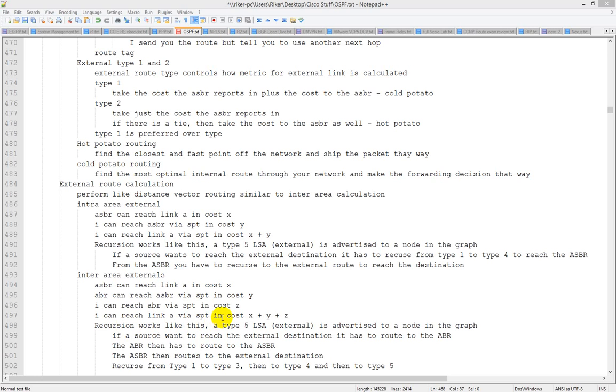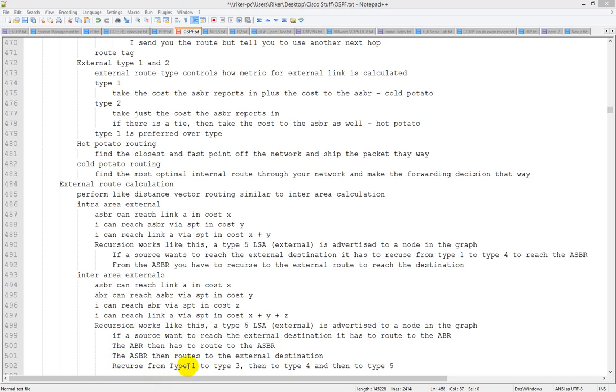Recursion works like this. So a type 5 LSA external is advertised to a node in the graph. So if a source wants to reach the external destination, it has to route to the ABR. So you route from yourself to the ABR. So type 3 LSA. So you work your way up. Once you reach the ABR, now you have to have a route to the ASBR. So you go from type 3 to type 4. Once you hit the ASBR, you recurse to the external, which is the type 5.